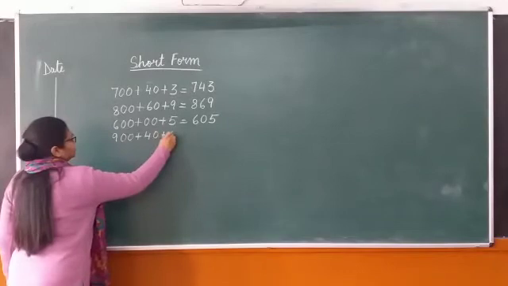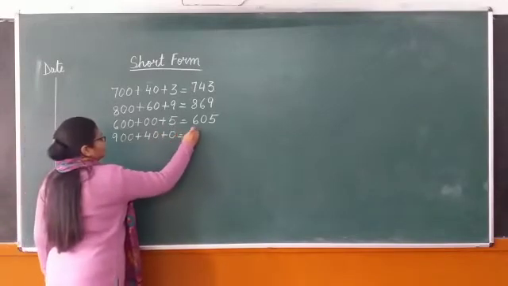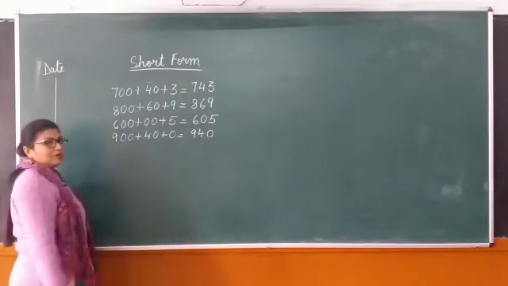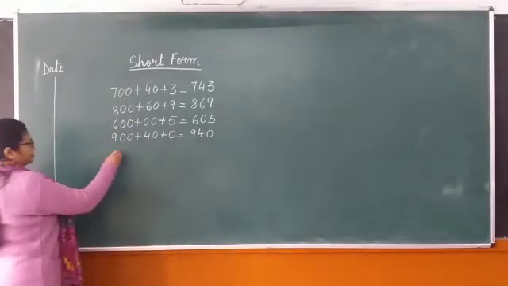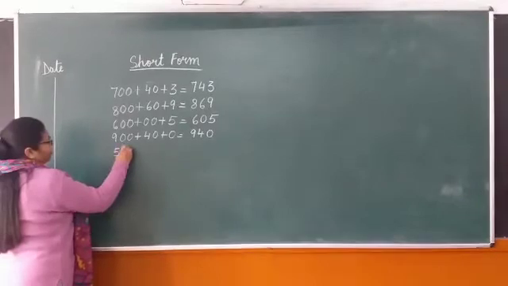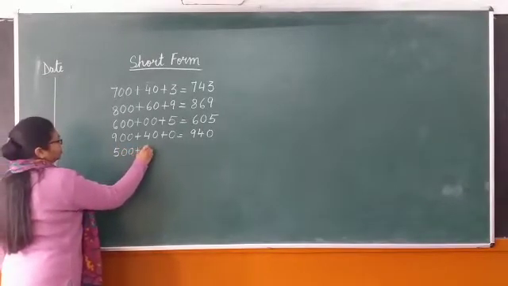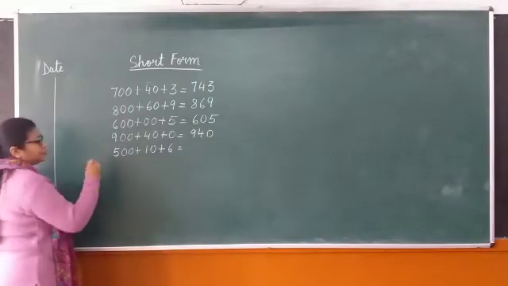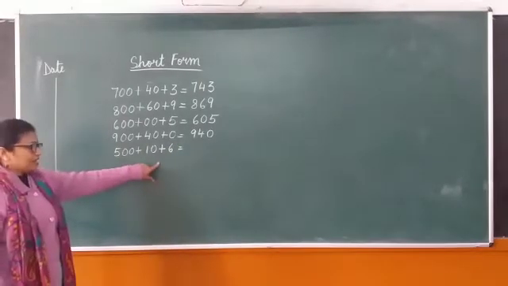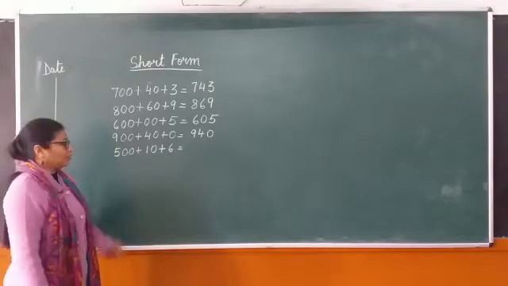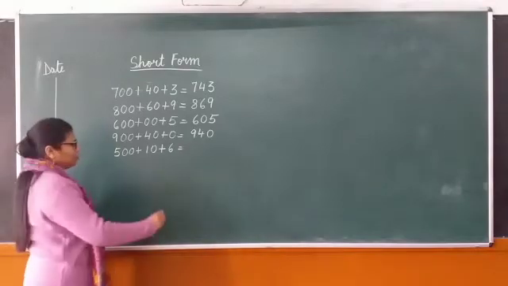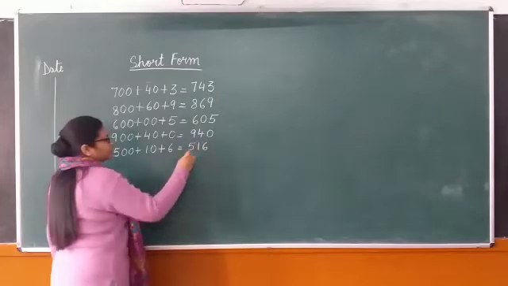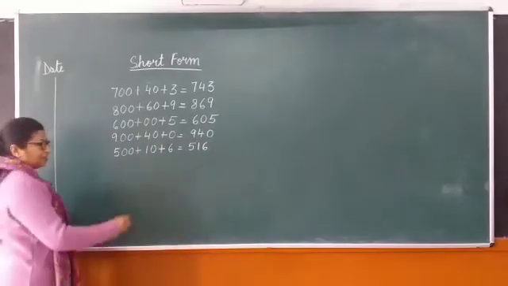940 plus 0. So this is 940. So 0 has come in 1's place. Now 500 plus 10 plus 6. So this is expanded form and now you have to write in short form. So how will ma'am write in the short form? I will write 516. All right.